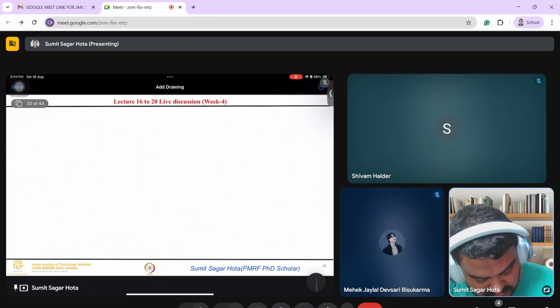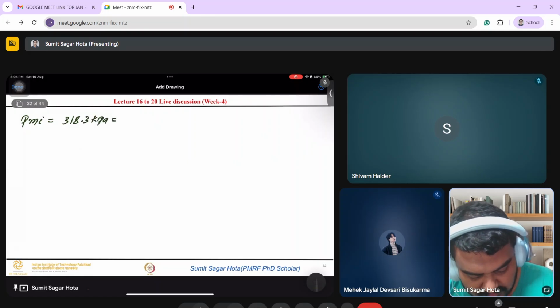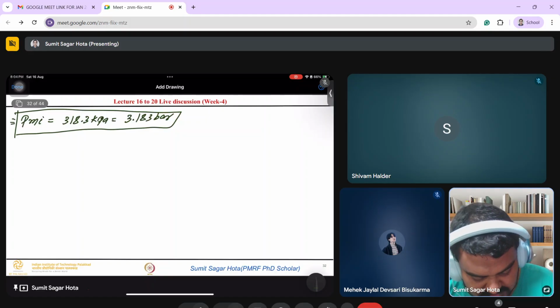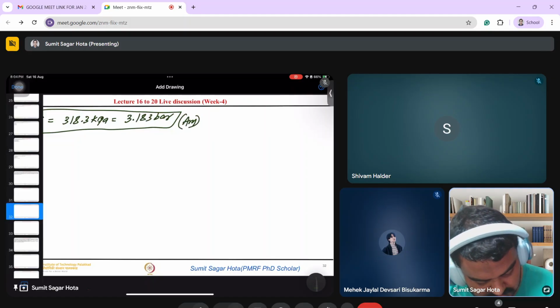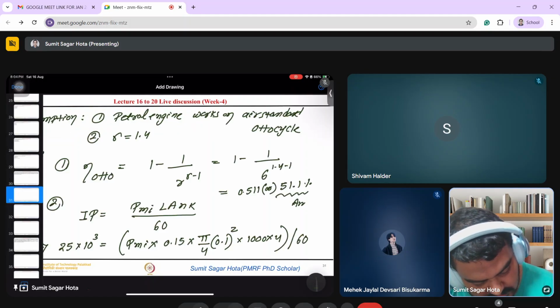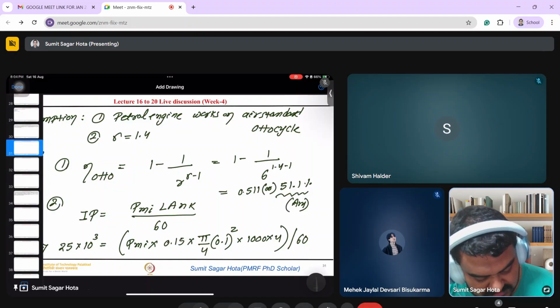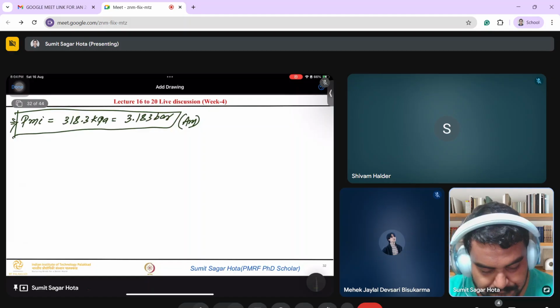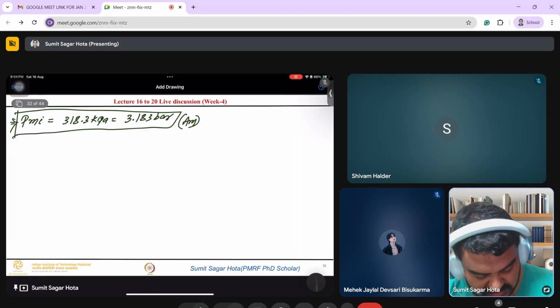So if you solve, you will get your PMI as 318.3 kilopascal. If you convert into bar, it will be 3.183 bar. Okay, mostly the unit we use is bar in the industrial aspect. Okay, this is your answer, and this is your answer. Or it can be in kilopascal and megapascals.